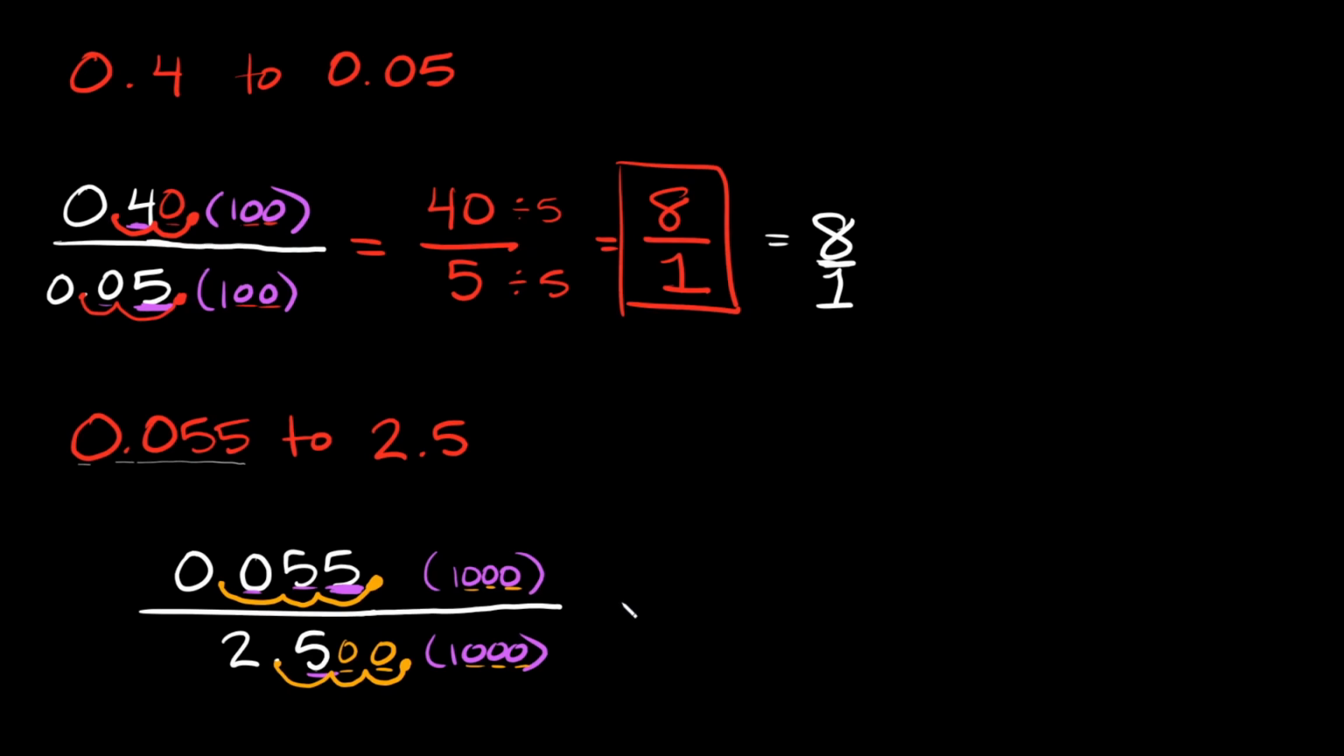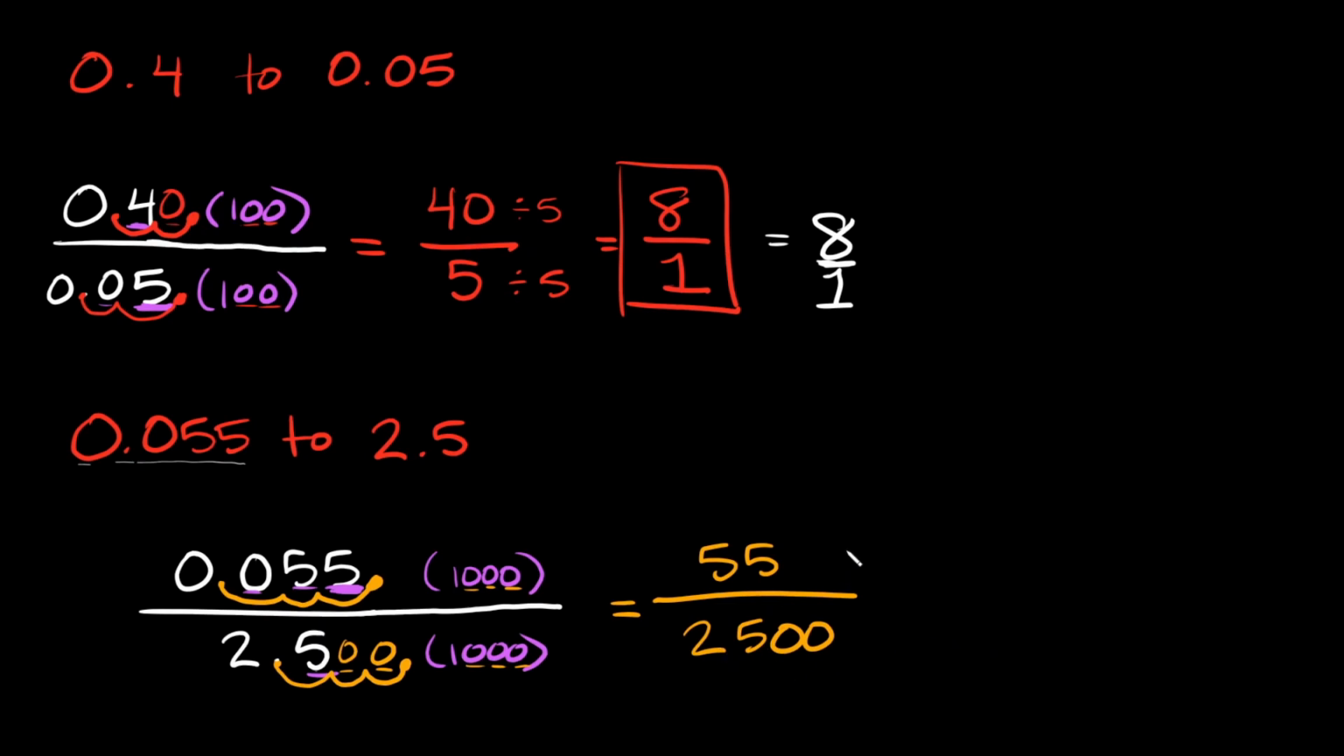Okay, so now I'm going to rewrite my answer up here. So now up here, instead of having 0.055, our number is going to be 55. And then that's going to go over. So before we had 2.5, but now we have 2,500. Okay, so your answer right here would be 55 over 2,500.